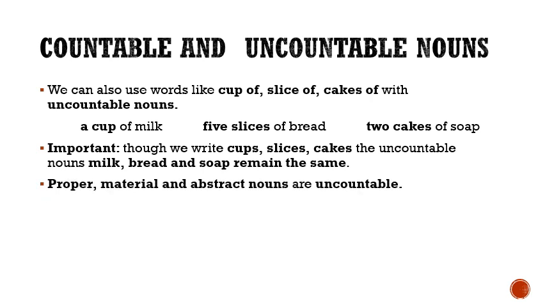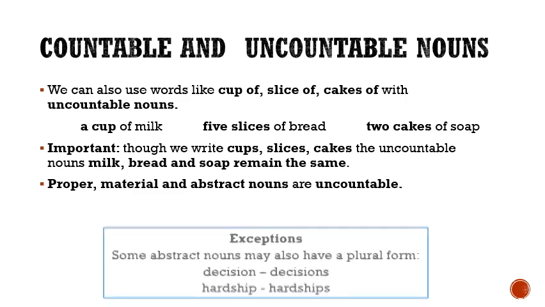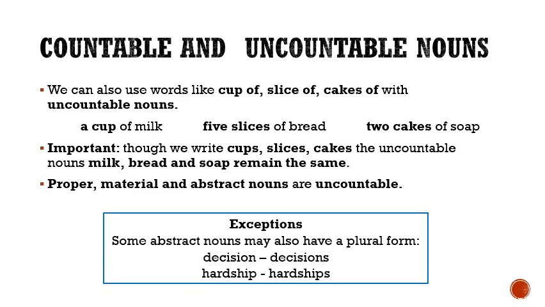Now proper, material and abstract nouns are always uncountable. Though there are a few exceptions, some abstract nouns may also have a plural form, like decision becomes decisions, hardship becomes hardships.